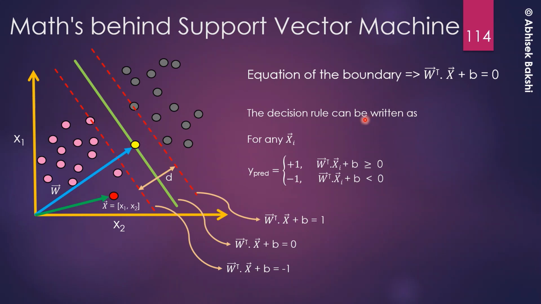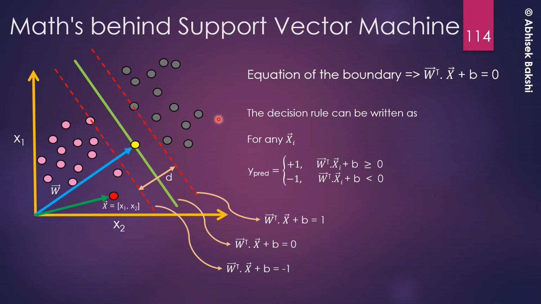And also we have understood that the decision rule can be written for any xi. Xi means any ith point. Instead of u, now I have written xi. That is the difference here. Any xi, we can write that predicted y will be either plus 1 or minus 1. What is the criteria? It is plus 1 if w transpose x plus b is greater than or equal to 0, and the predicted value of y will be minus 1 if w transpose x plus b is less than 0.